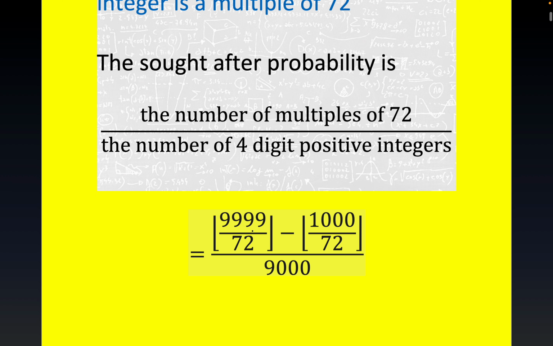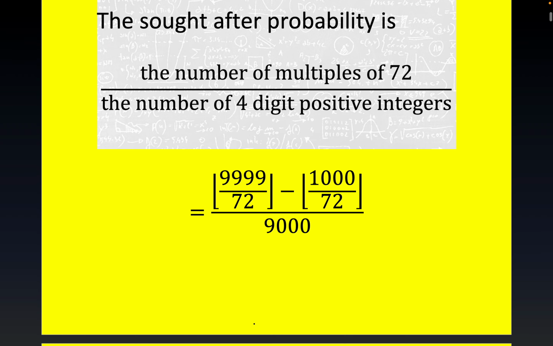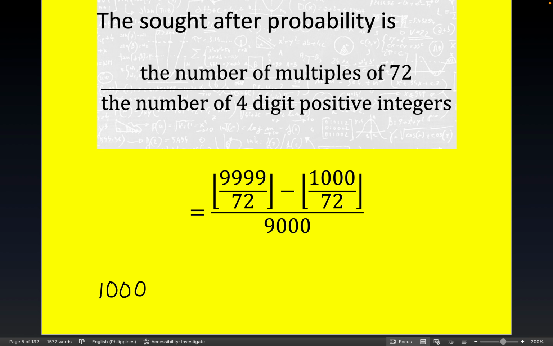This would be all the multiples of 72 between 1 and 9,999. But let's take a look at this denominator term first, the 9,000. Where do we actually get that? Well, we're talking about 4-digit numbers, right? So 1,000 is the smallest 4-digit number. If you subtract 1 from 1,000, you get 999. That's a 3-digit number.